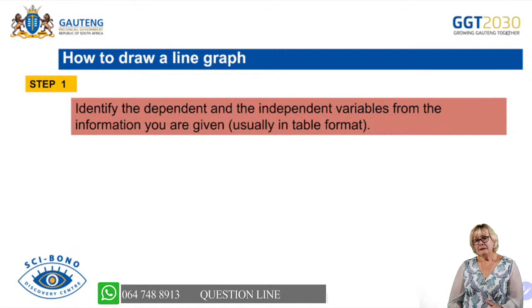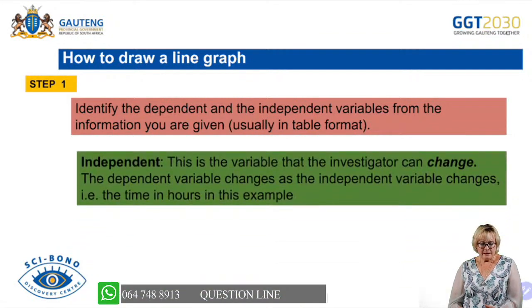The dependent variable is the one that is being measured. All right. And then the other one will be the independent variable. Independent, this is the variable that the investigator can change. The dependent variable changes as the independent variable changes. For instance, the time in hours in this example that we have looked at.